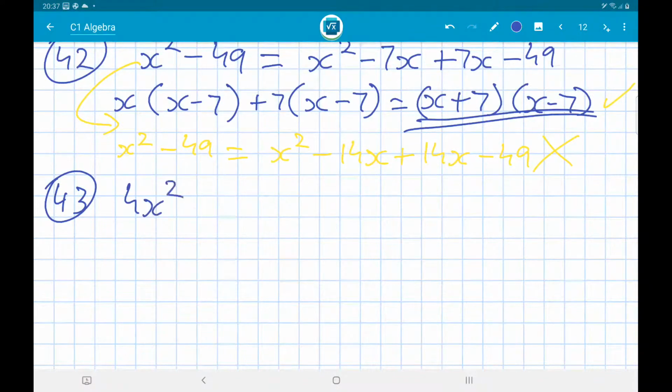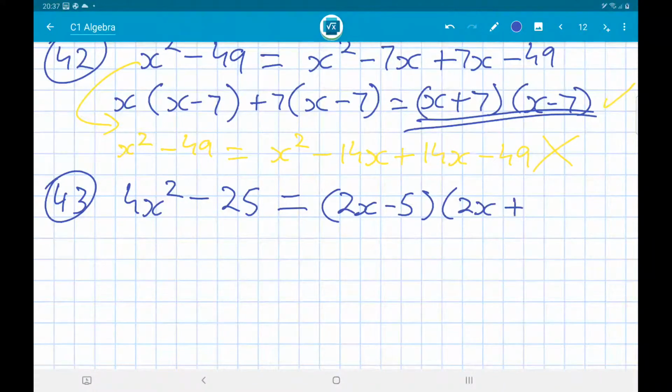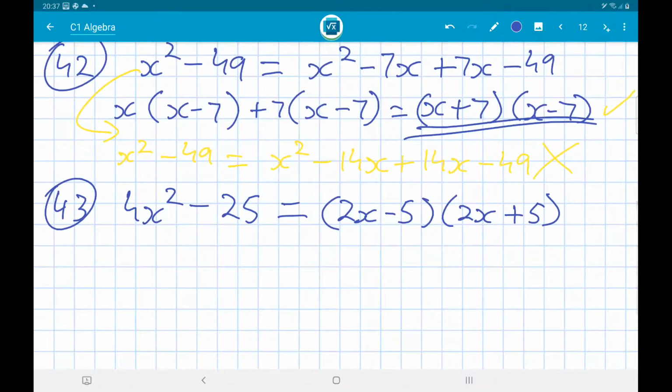4x squared minus 25. Okay, from now on I'm just going to say difference of the squares. Because of difference of squares, it goes into 2x minus 5 and 2x plus 5. And that's the final answer because of the difference of squares.